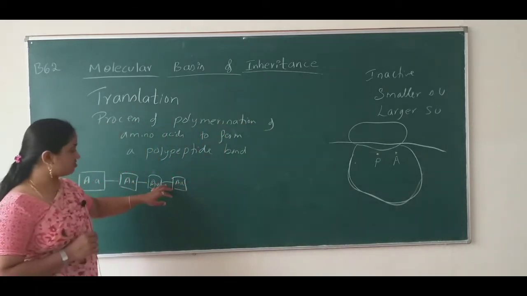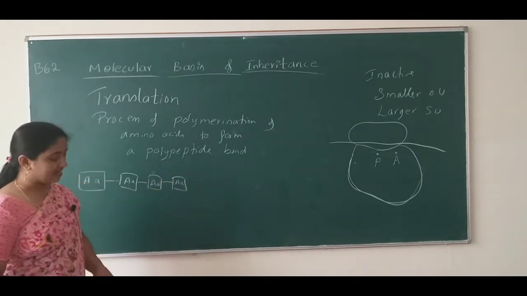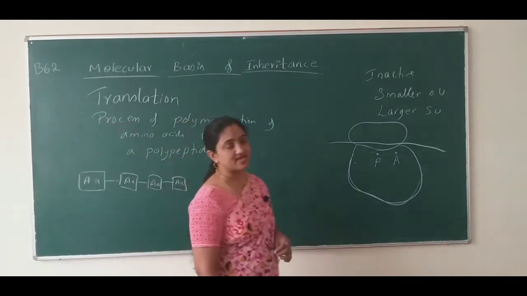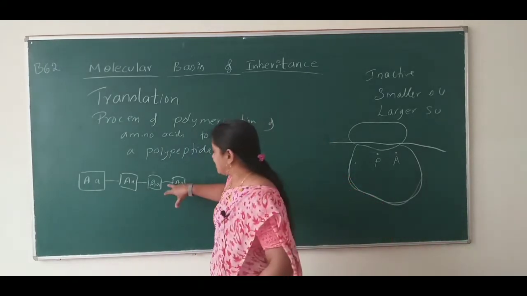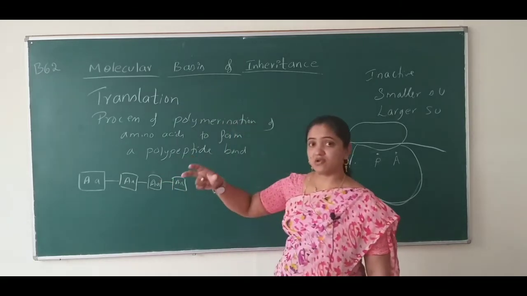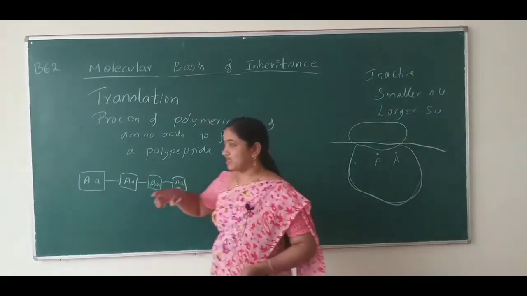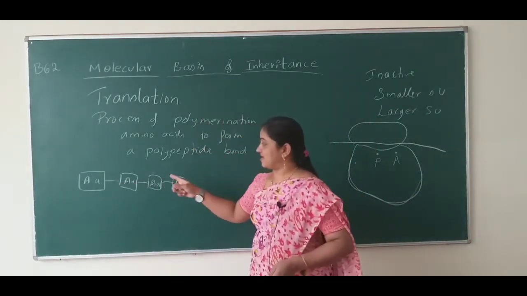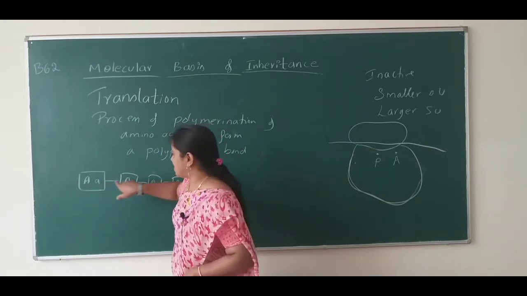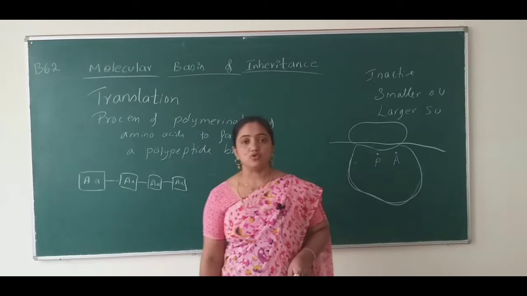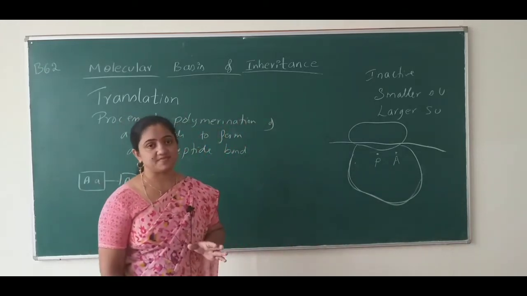For the formation of the peptide bond, it needs energy. Which energy does it need? It needs ATP energy. The amino acid gets charged with that ATP energy before binding to the tRNA. That energy will be utilized while binding one amino acid with another amino acid. So these are the preliminary steps.